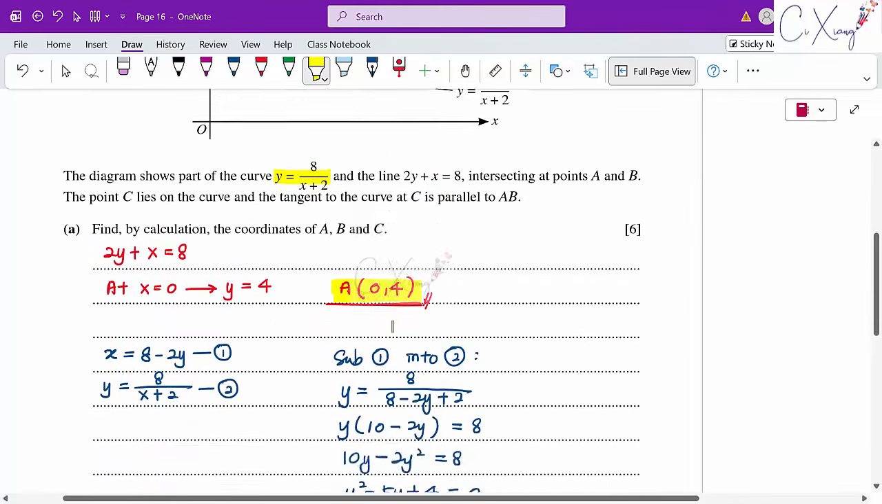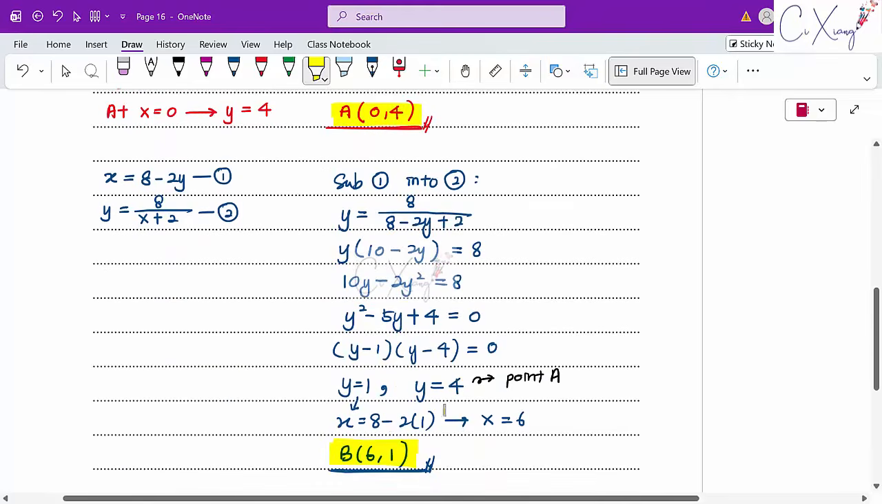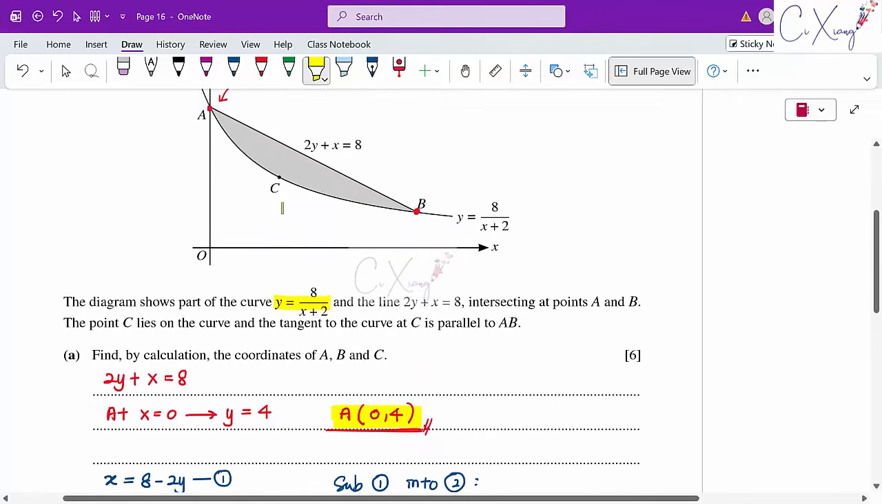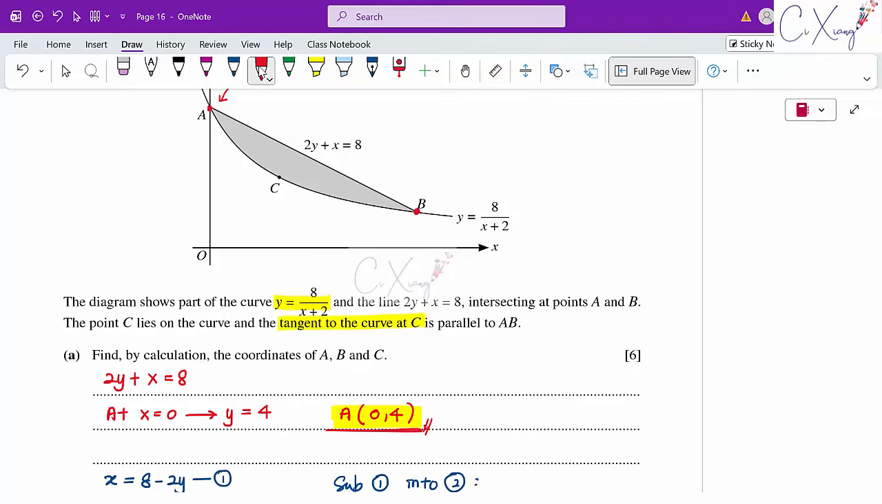Right, so now with point A and point B, let's have a look at point C. How can I get point C here? They give us some extra information here where point C lies on the curve and the tangent to the curve at point C is parallel to AB. If I try to draw a tangent line, okay, let's say this is a tangent line that passes through point C, and they are telling us that this line and the gradient of AB are the same. Which means that I try to find out the gradient of the tangent and I equate it with the gradient of AB. Then from there, I can get the coordinate of C.